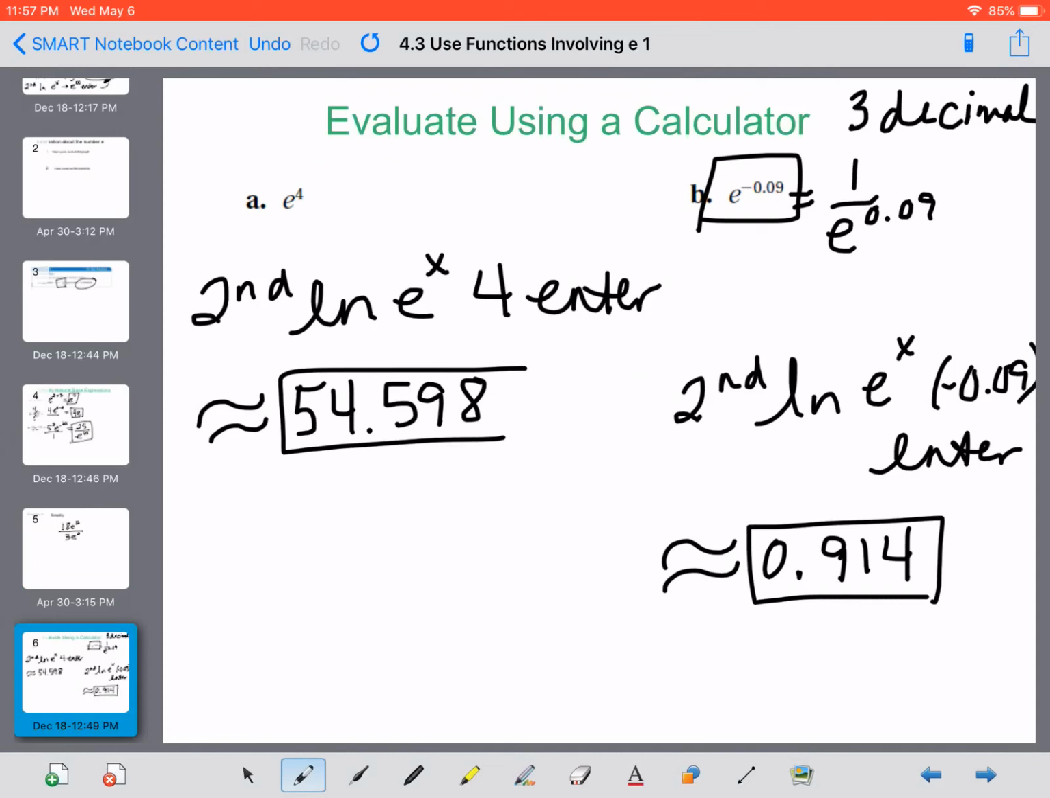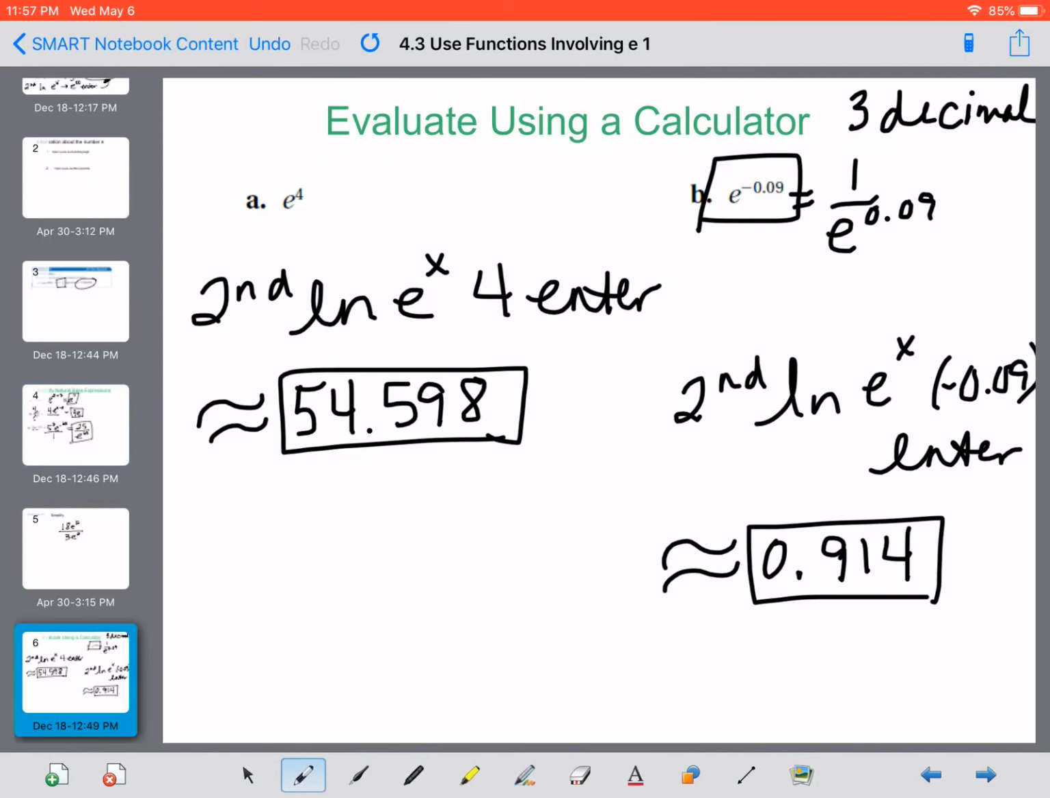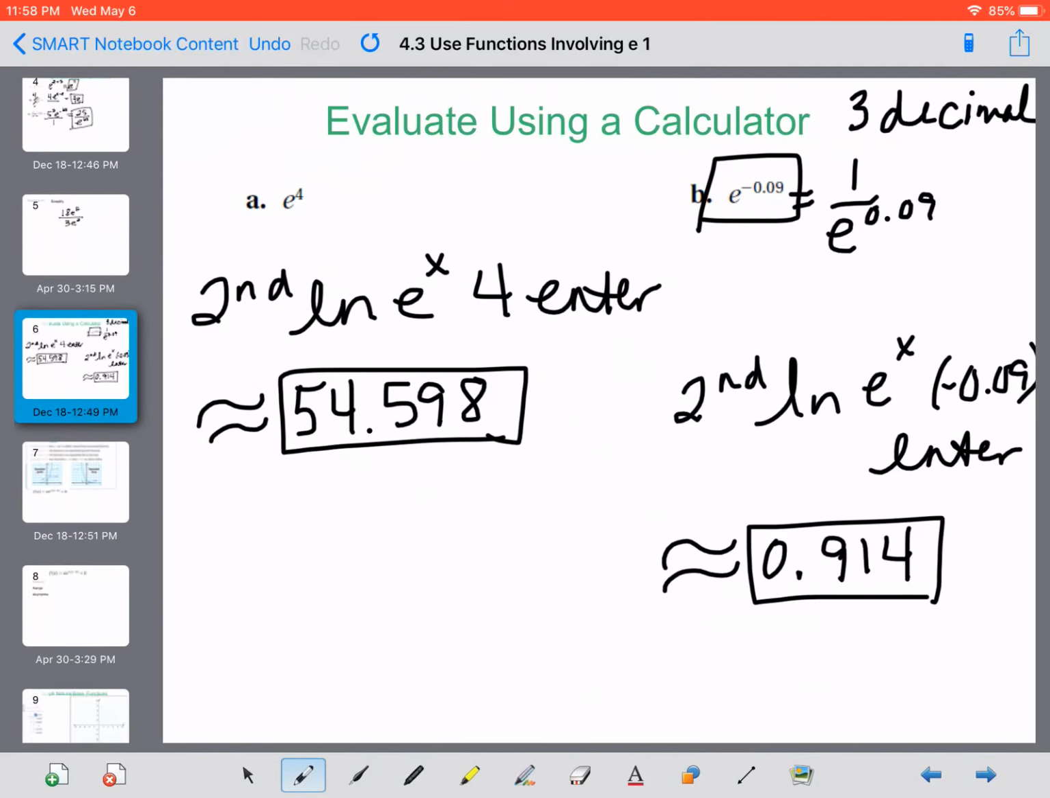Okay, so if you're asked to use your calculator, then give me the value of e in a decimal. If we back up here, simplify using the properties of exponents, leave your answers in terms of e. Okay, next we're going to be graphing. All of these equations will be exponential growth or decay.